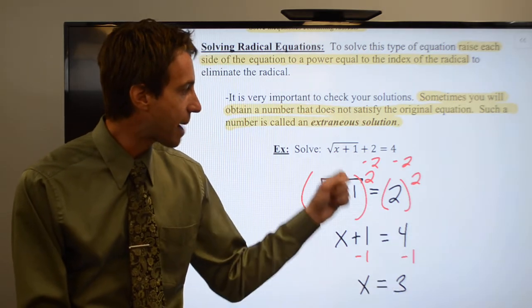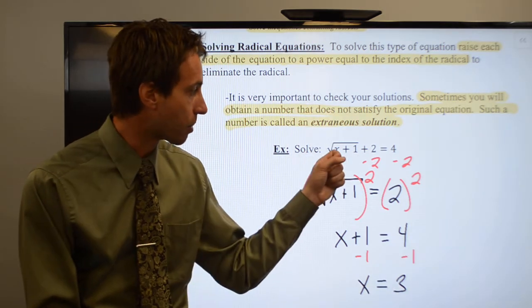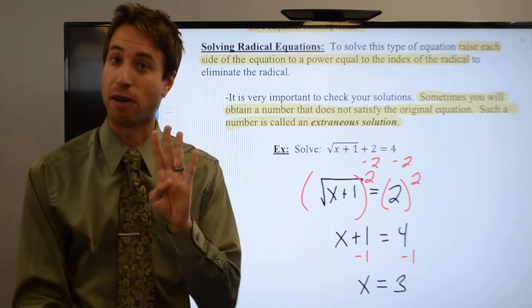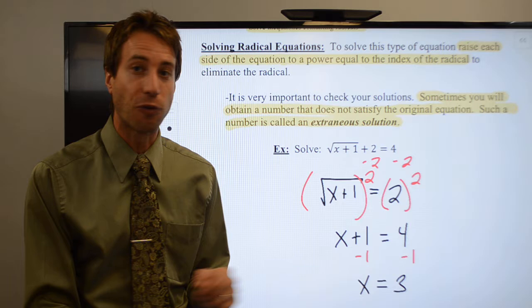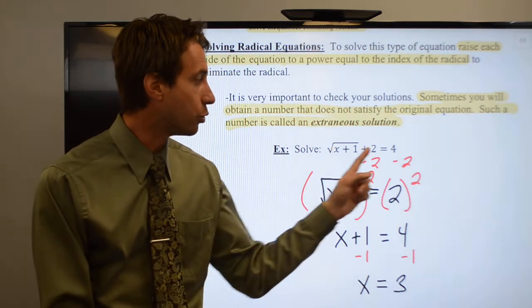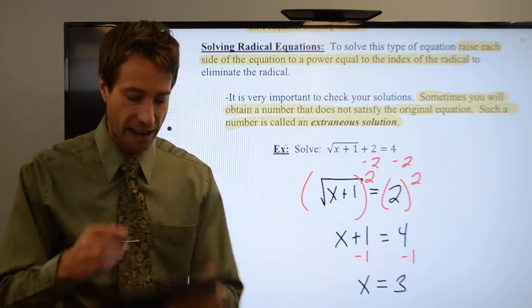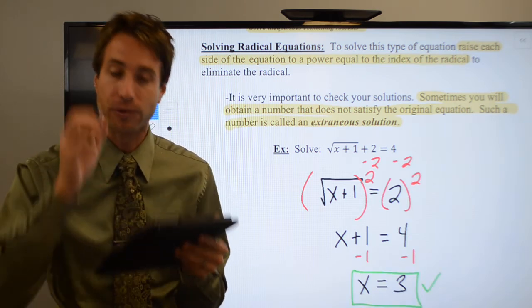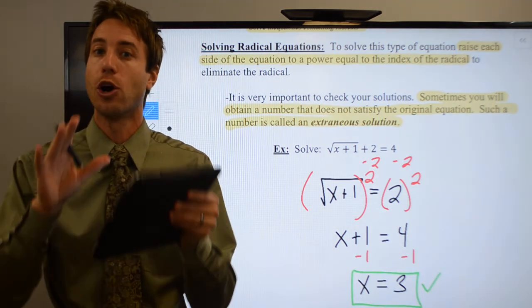I plug a 3 back into the original problem. 3 plus 1 is a 4. The square root of 4 is 2. And 2 plus 2 is a 4. So I check my solution and it checks out. So x equals 3 works.